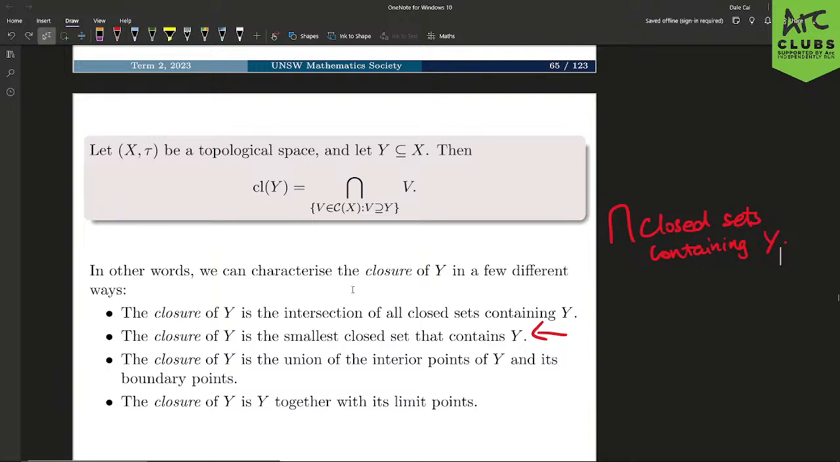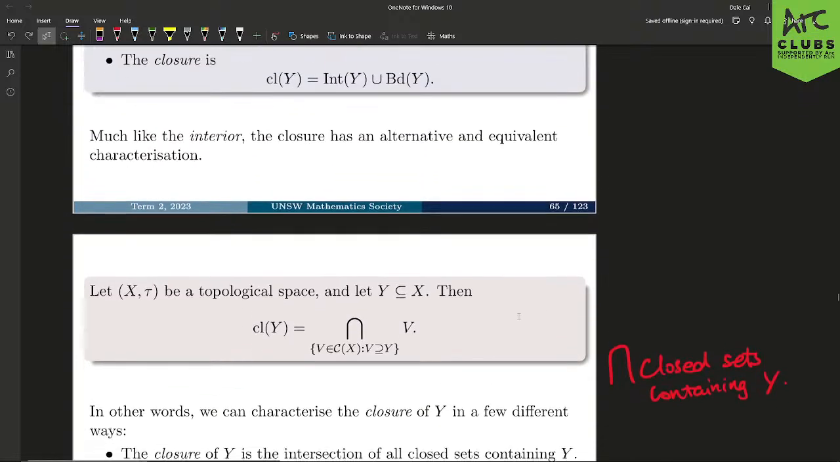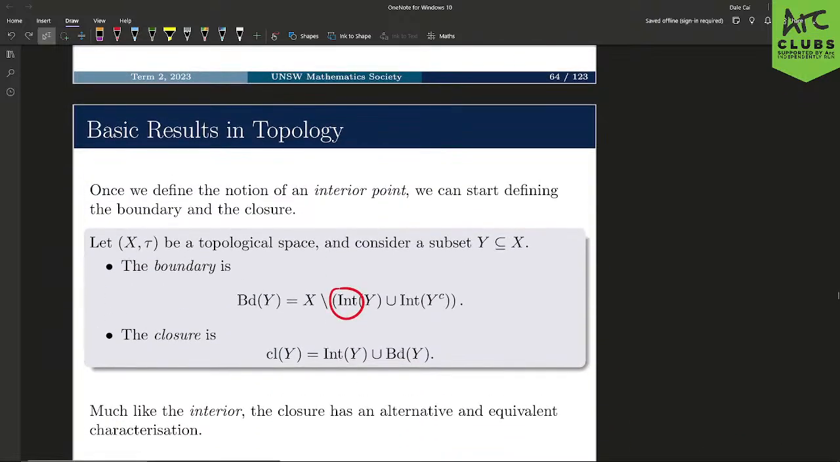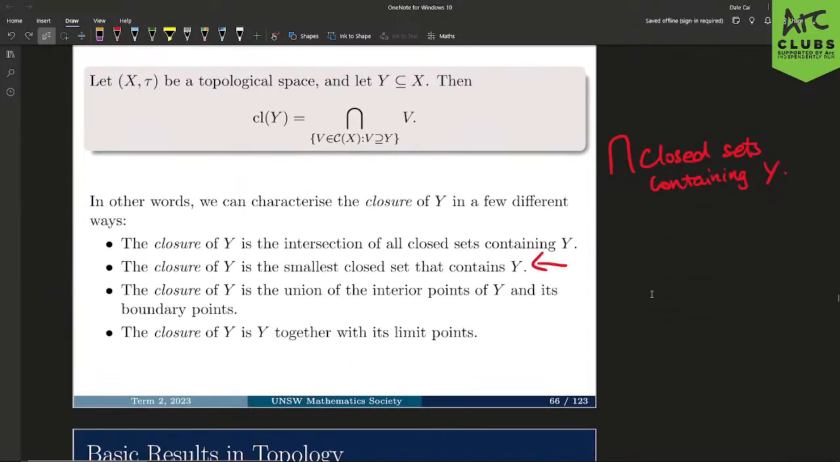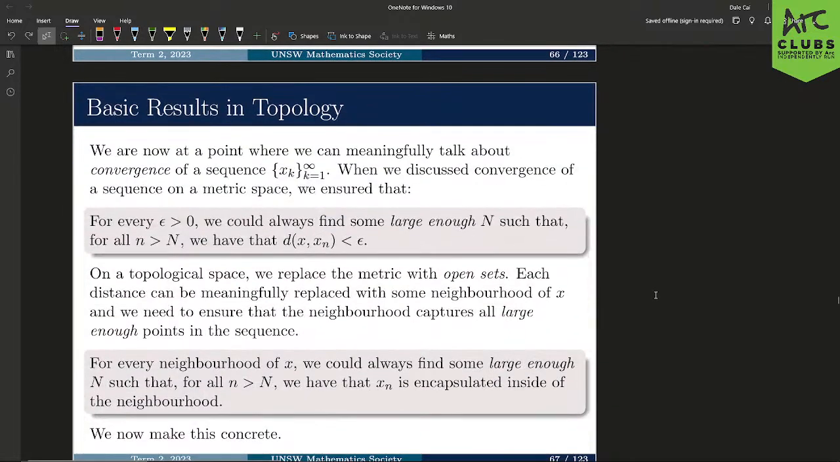There are some other characterizations. Let's just see. Yep, intersection of them all. I just showed that was equivalent to the smallest closed set. I didn't show it, but I explained the intuition behind it. Union of interior points and its boundary points. So that's from up here. And the closure of Y is Y with its limit points.